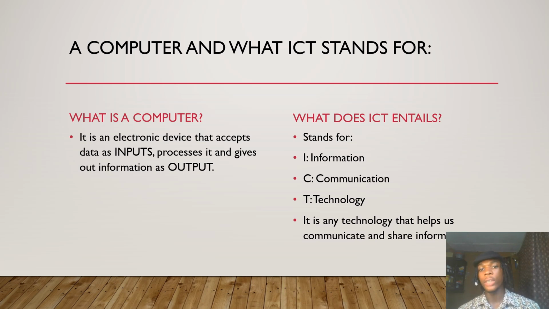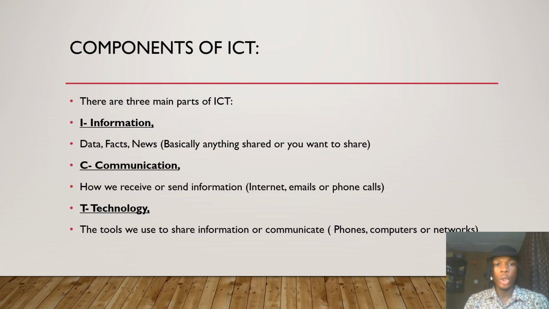So what does ICT entail? ICT stands for Information Communication Technology. So it is any technology that helps us to communicate and share information between two or more people. Do you understand? Going to the next slide, we are going to talk about the components of ICT. There are three main parts of ICT: information, that's for the I, then C for communication, and T for technology.